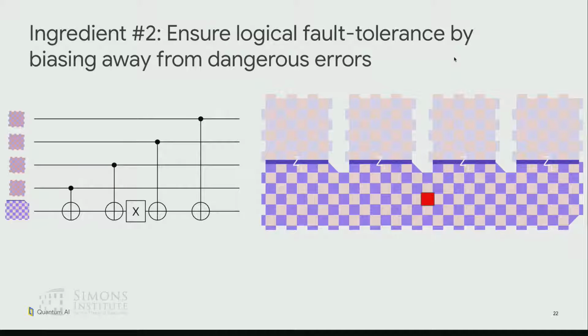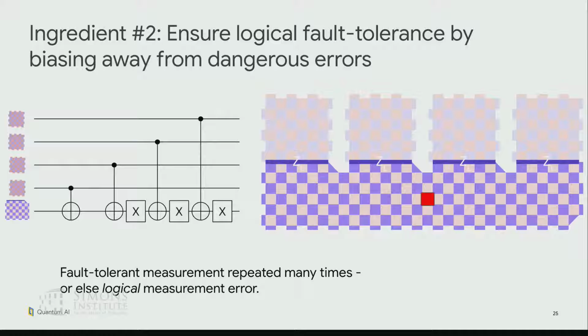We can also have measurement errors, which in this context would be some string of stabilizer measurements going wrong. That corresponds to an error over here, which will just commute through these CNOT gates and will just give you a wrong measurement result. And that's why we have to repeat these stabilizer measurements many times to gain confidence that we're getting that measurement correct. Fault-tolerant measurements repeated many times will avoid logical measurement errors.